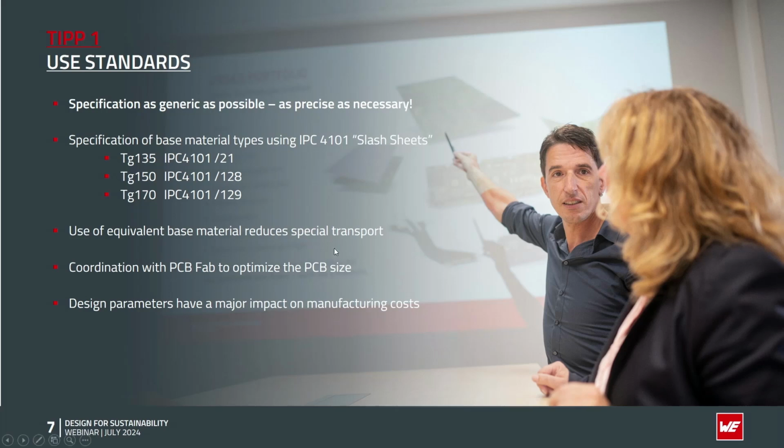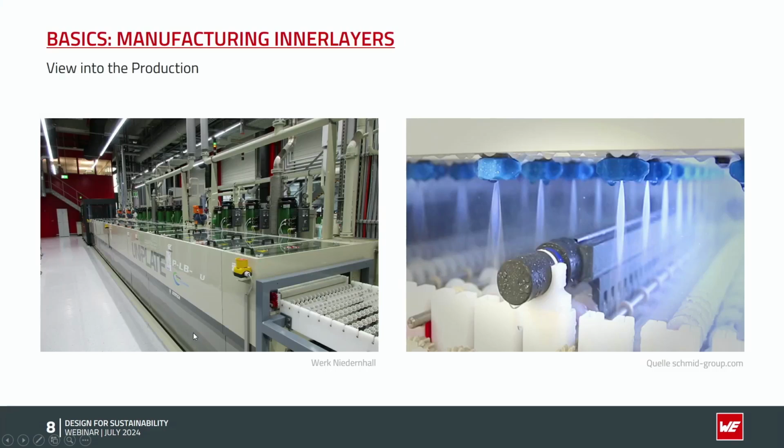To fit the PCB size in the panel is very important, and sometimes here we are talking really about a few millimeters. Sometimes 1 or 2 millimeters can make a very big impact, so this should always be checked before you order a large quantity of PCBs. And regarding the design parameters, we have in the following slides a lot of inputs which give you an idea about the impacts. So let's jump into our production.